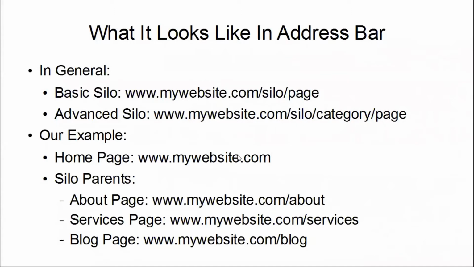Now, a home page should just be www.mywebsite.com. So that should be the most basic address on your site. And your parent pages should simply be the name of your website.com/ and the name of the silo, which should also be the same as the name of the page you're currently on.